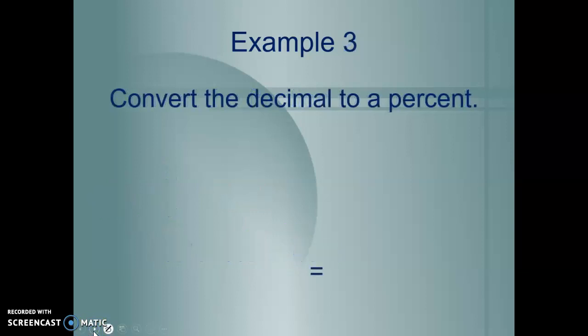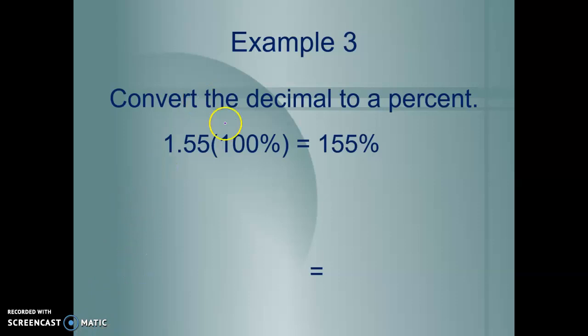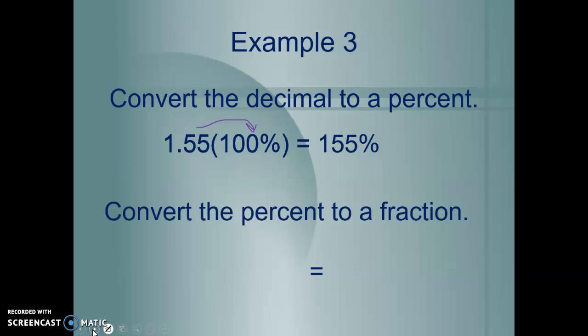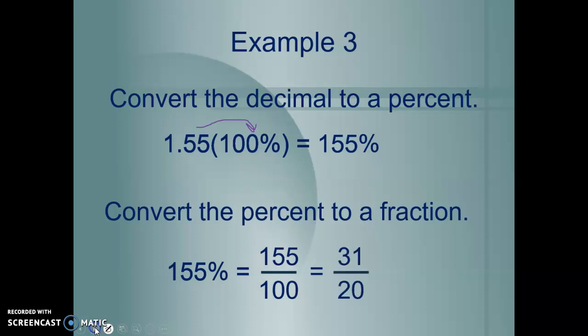Let's try converting this decimal to a percent. The decimal is 1.55. To change it to a percent, we multiply it by 100, and that gives us 155%. Writing that as a fraction, we're going to write 155 over 100. Percents always have 100 as their denominator, so it looks like this. And then we don't want to leave it that way. We can simplify it and reduce that down to 31 over 20.